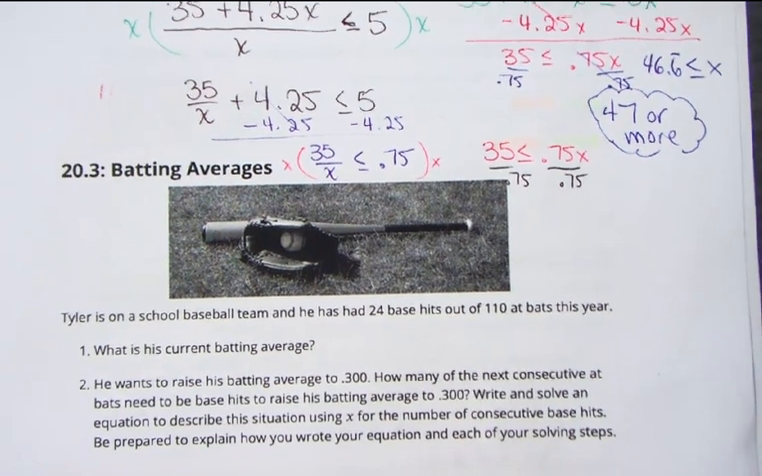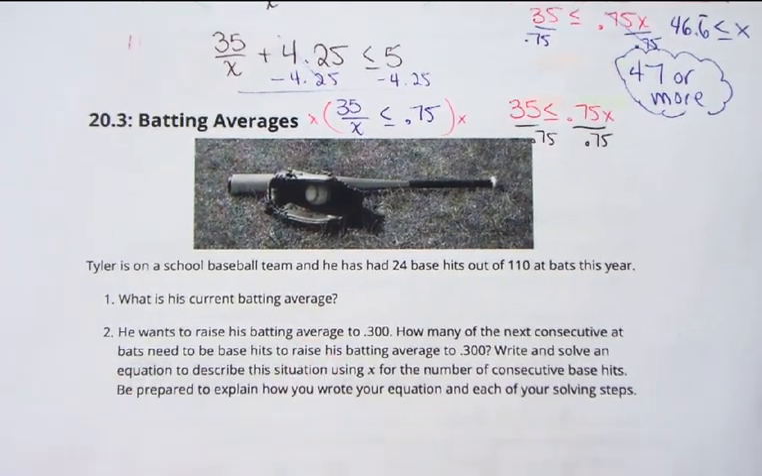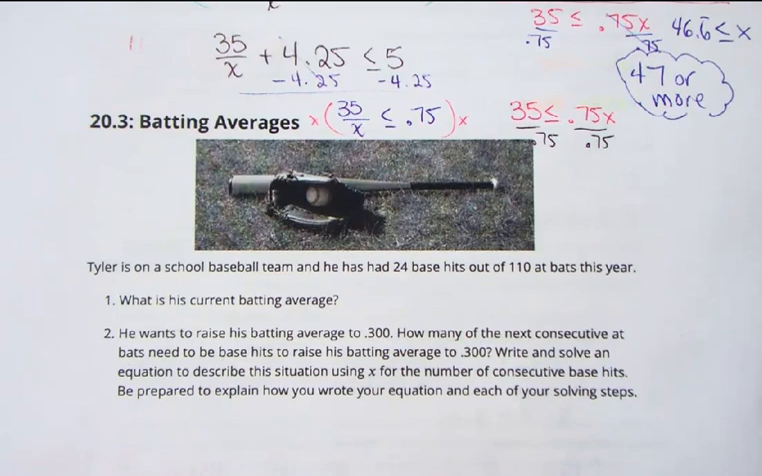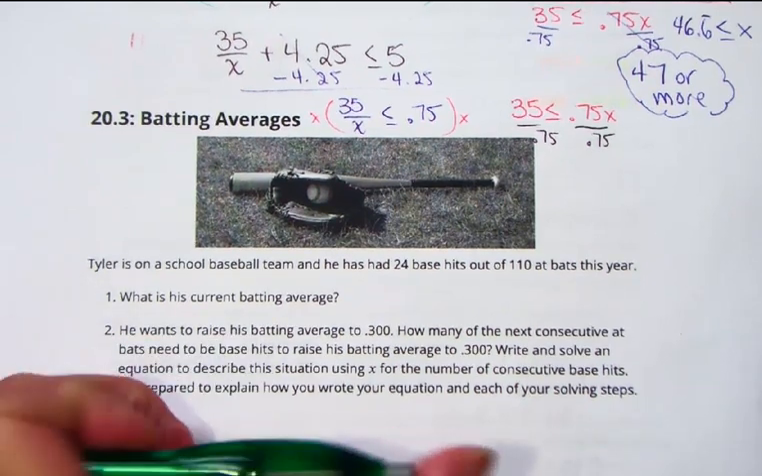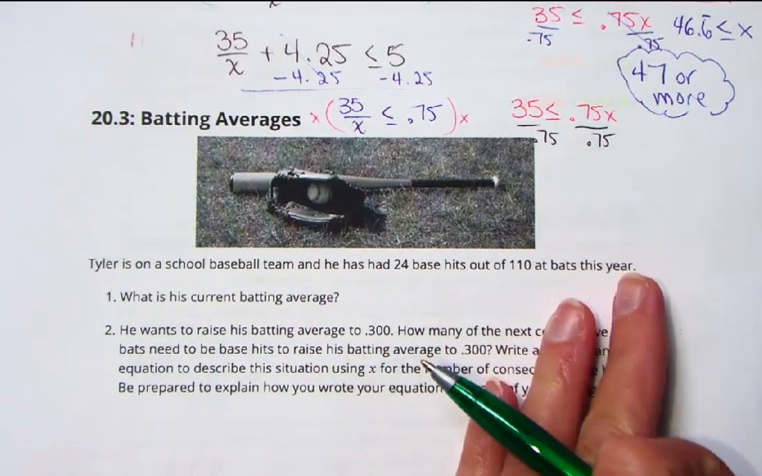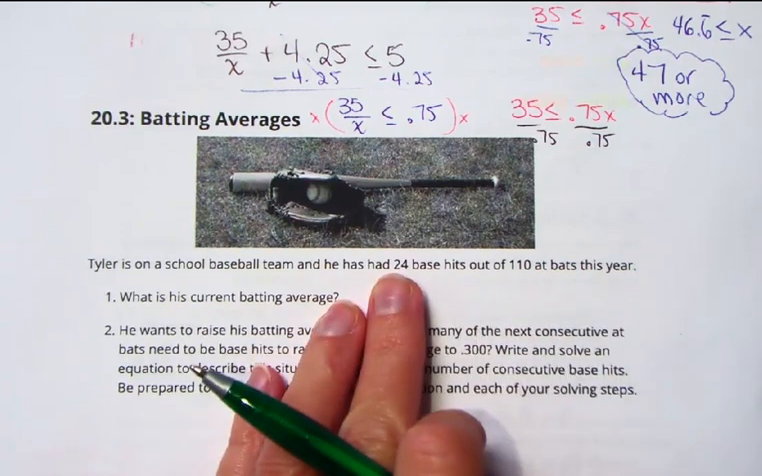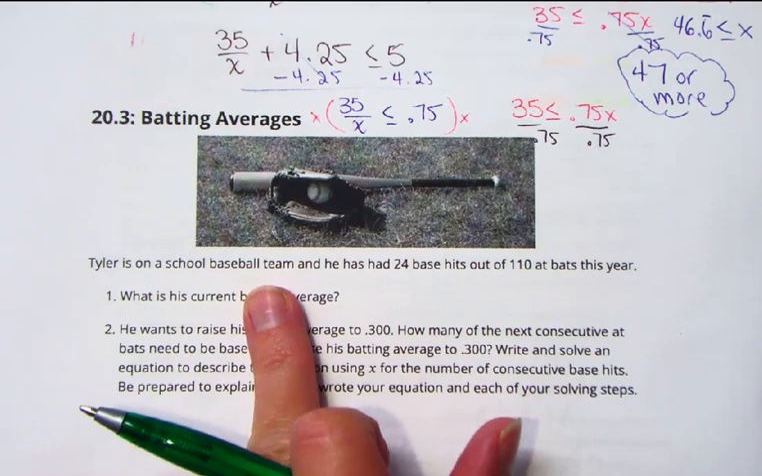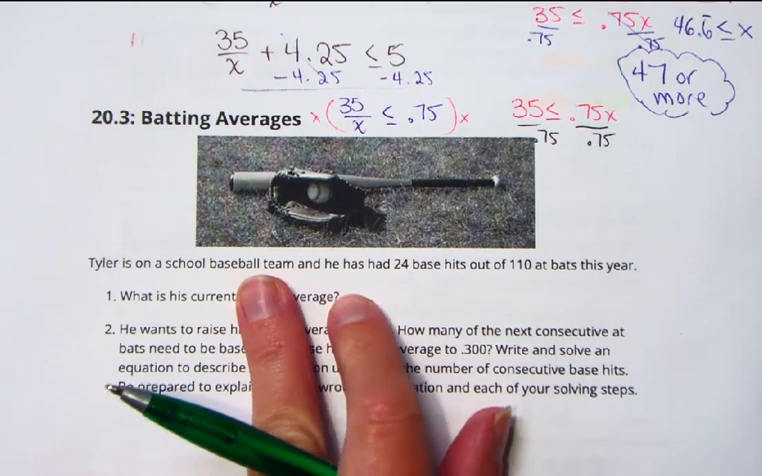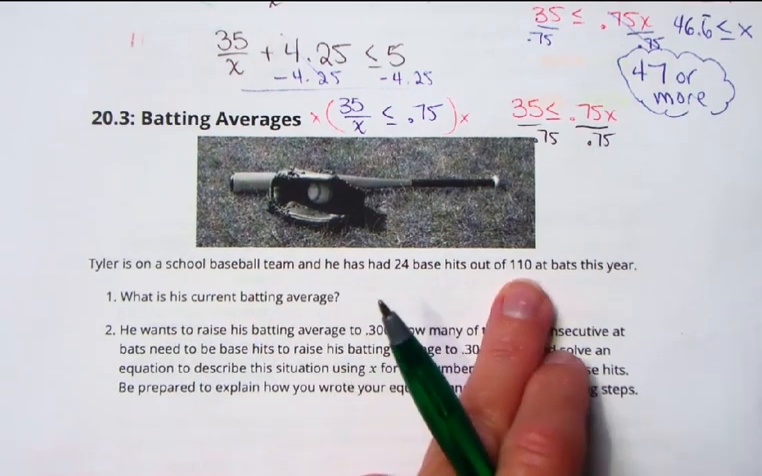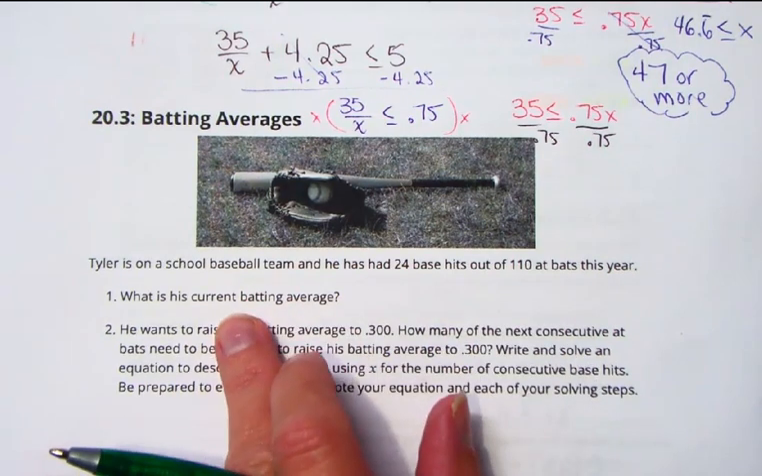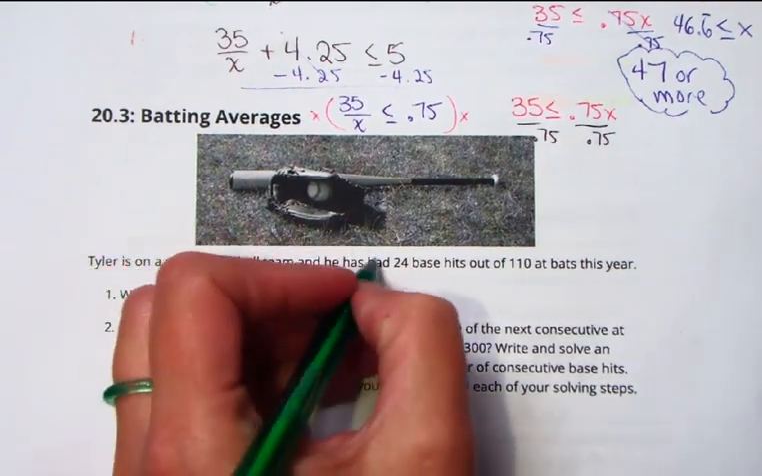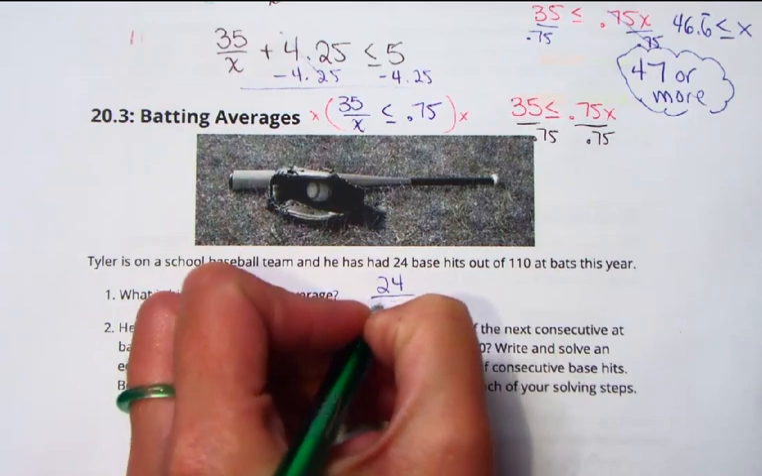Now, batting averages gets a little bit tricky. It's a little bit more complex of an idea because when we have batting averages, we are adding up our total of how many times they've been at bat and how many times they've had a hit out of those total. So Tyler's on a school baseball team. He has had 24 base hits out of 110 at-bats. So his current batting average, he has 24 out of 110.